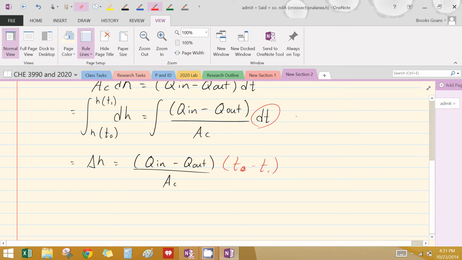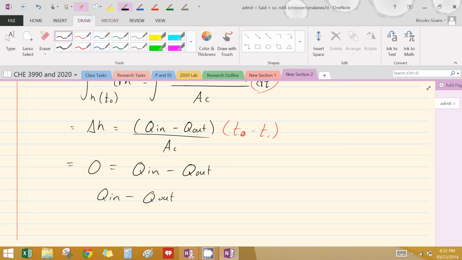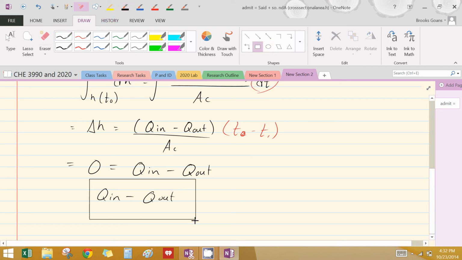And then, as we saw in the video, the change in heights didn't change over time, so it was 0. And then solving for the right-hand side, we got 0 equals flow in minus flow out. And then just solving for that, you get that Q in equals Q out.